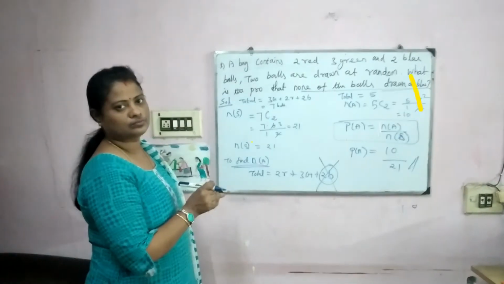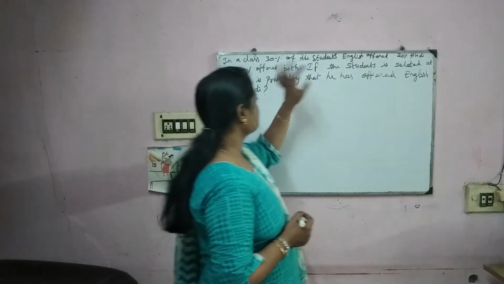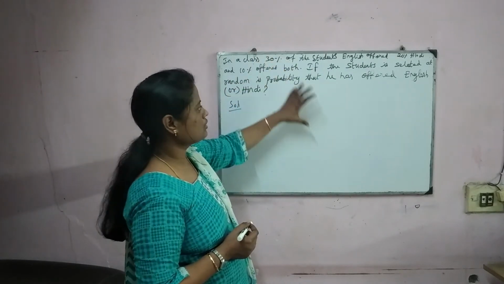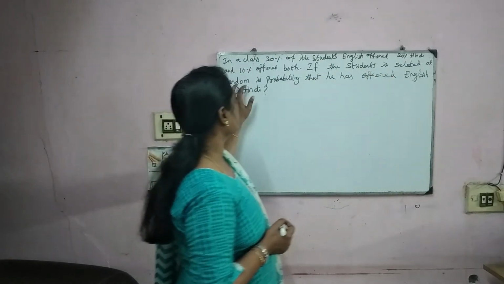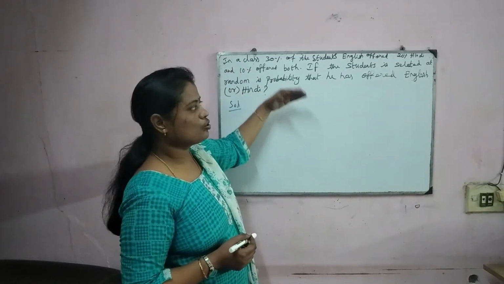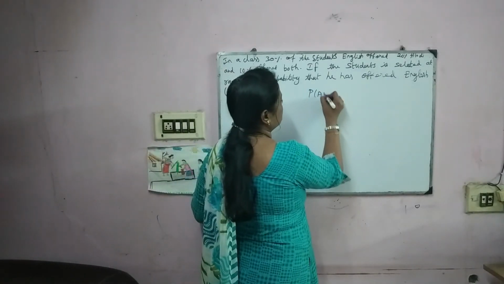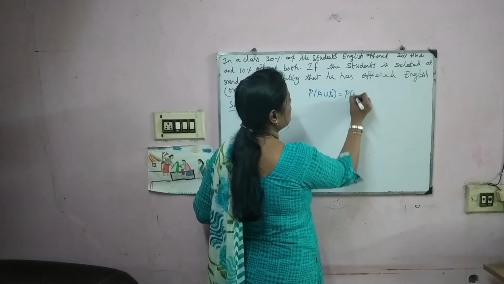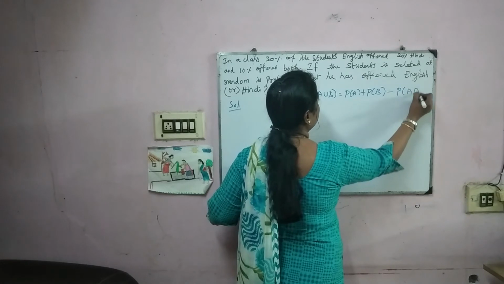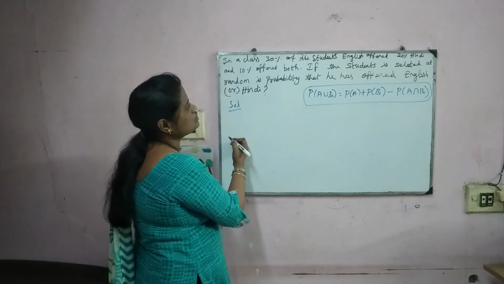Okay, have a look. Problem. In a class, 30% of the students offered English, 20% of the students offered Hindi, and 10% of the students offered both languages, English and Hindi. If a student is selected at random, what is the probability that he has offered English or Hindi? So before going to this problem, you have to know the formula for P of A union B. P of A union B is P of A plus P of B minus P of A intersection B. This is a very important formula. Just remember this. Now we'll see the solution.